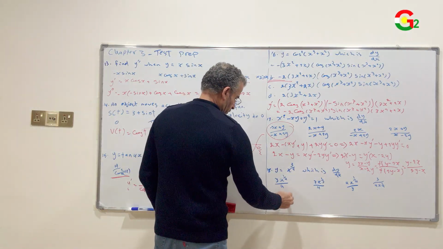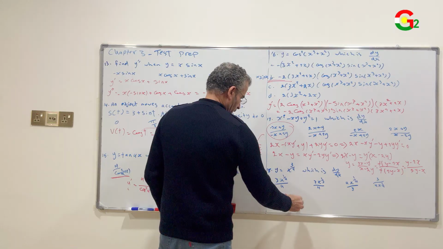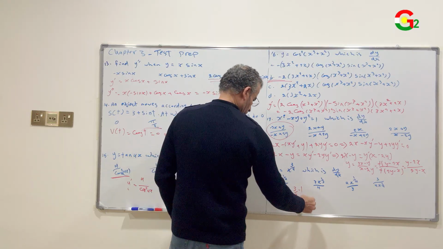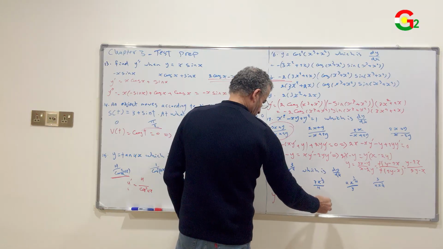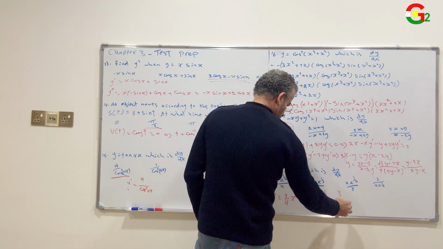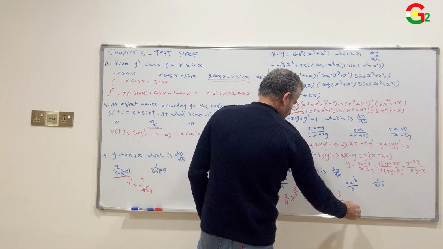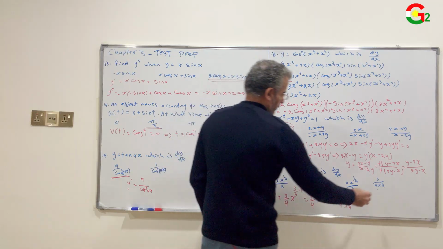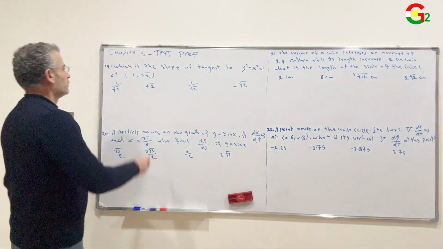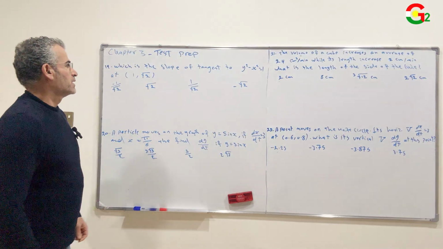Question 18: y equals x to the power 3 over 4. Find dy over dx. y prime equals 3 over 4 x to the 3 over 4 minus 1, equals 3 over 4 x to the negative 1 over 4, equals 3 over 4 x to the 1 over 4. Choice D.